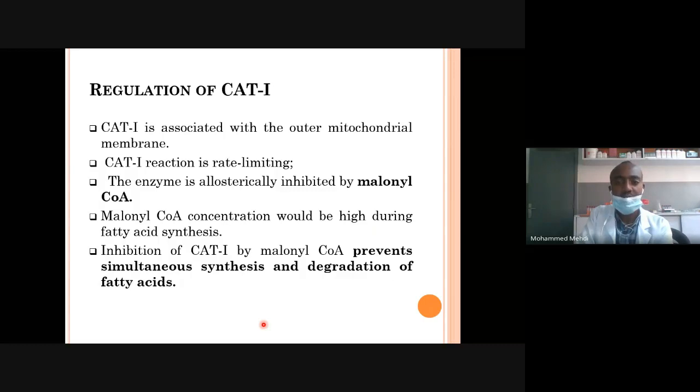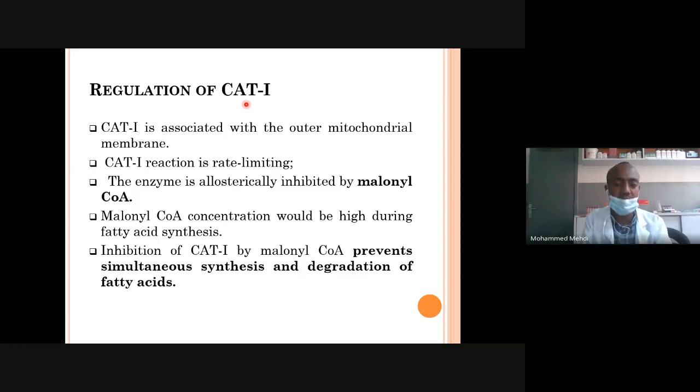Regulation of carnitine acyl transferase 1: it is regulated by malonyl CoA. Malonyl CoA is an intermediate molecule formed during fatty acid synthesis. Synthesis of fatty acid will form malonyl CoA, and then this will inhibit transport of fatty acid into mitochondria for beta oxidation.